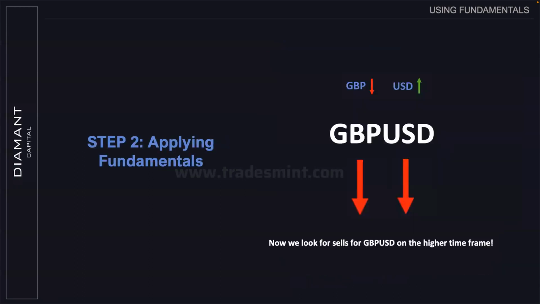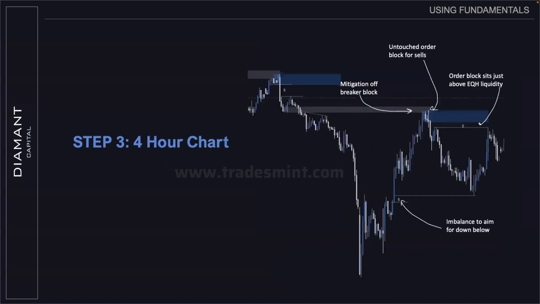Okay, so now step two is applying the fundamentals. So we know that for the pound, we were looking for sells. US dollar, we were looking for buys. So ultimately what that means is, for GBP USD, we are looking for sells for the week ahead, or even for the weeks ahead. So now moving on to step three, the 4 hour chart.